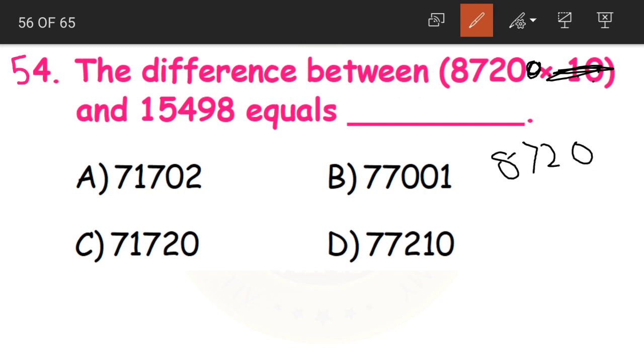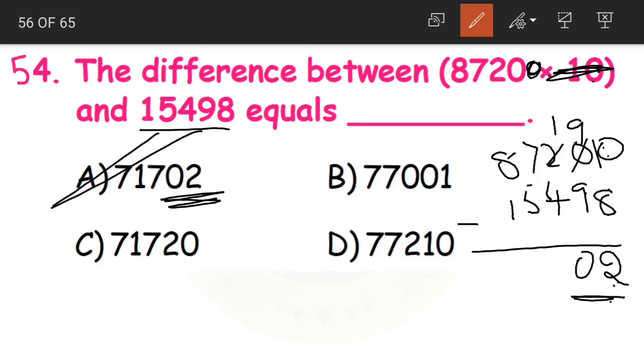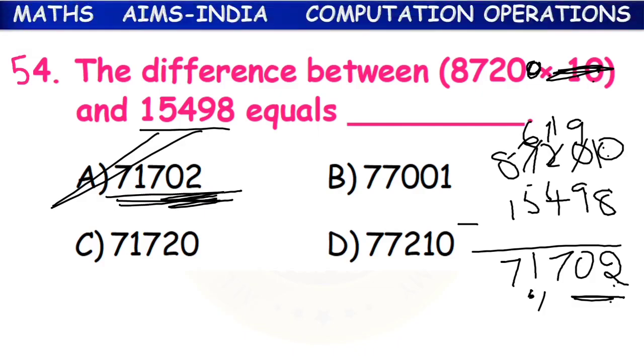87,200 minus 15,498. Now 0 minus 8 is not possible, so we'll borrow: 10 minus 8 is 2, 9 minus 9 is 0. Again see, option A has 0 2 in the tens and ones place, so option A will be our correct answer. If you want, we can check also. Now again we need to borrow here. 11 minus 4 is 7, 6 minus 5 is 1, 8 minus 1 is 7, 71,702. That is option A, our correct answer.